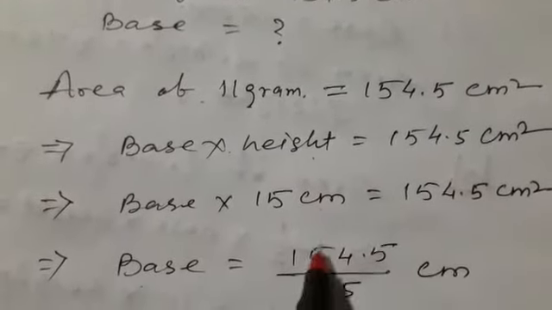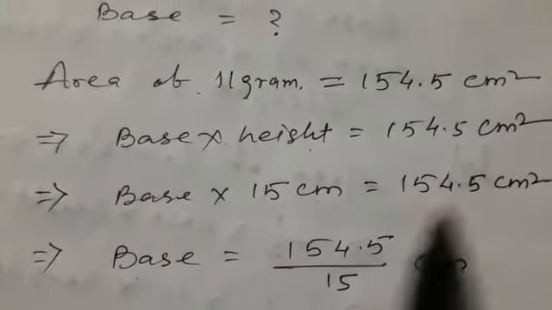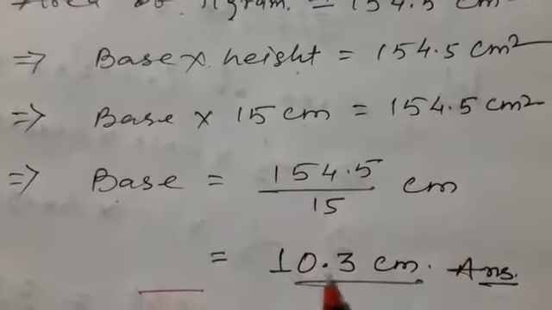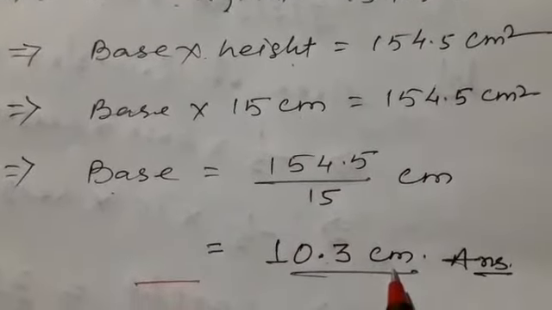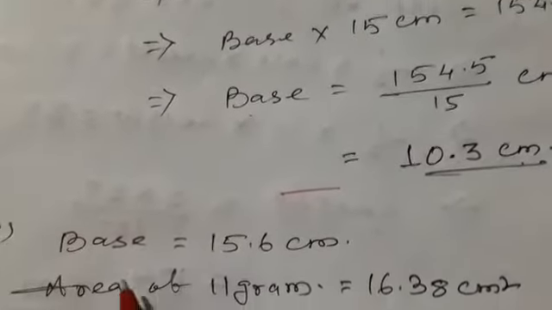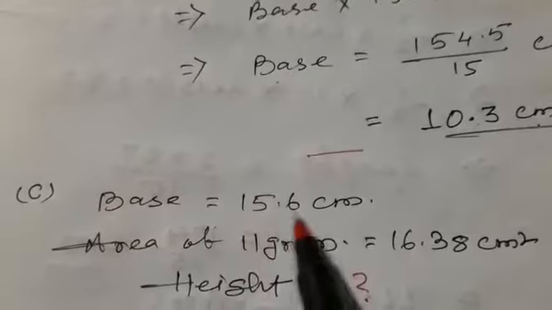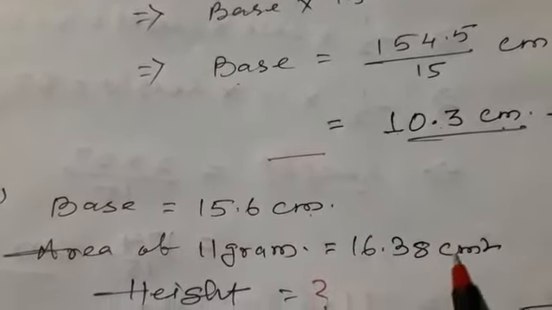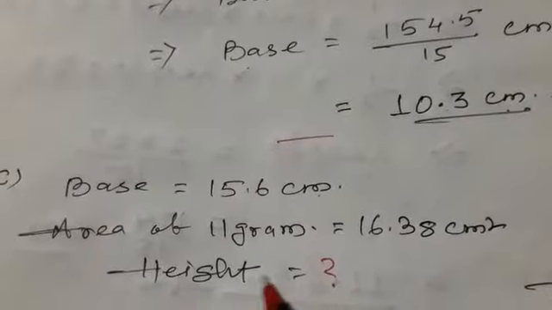Hence base is equal to 154.5 by 15. After solving it, we find 10.3 centimeter is the base of this given parallelogram. Third is base of parallelogram is equal to 15.6 centimeter and area is 16.38 centimeter square. We need to find height of this parallelogram.